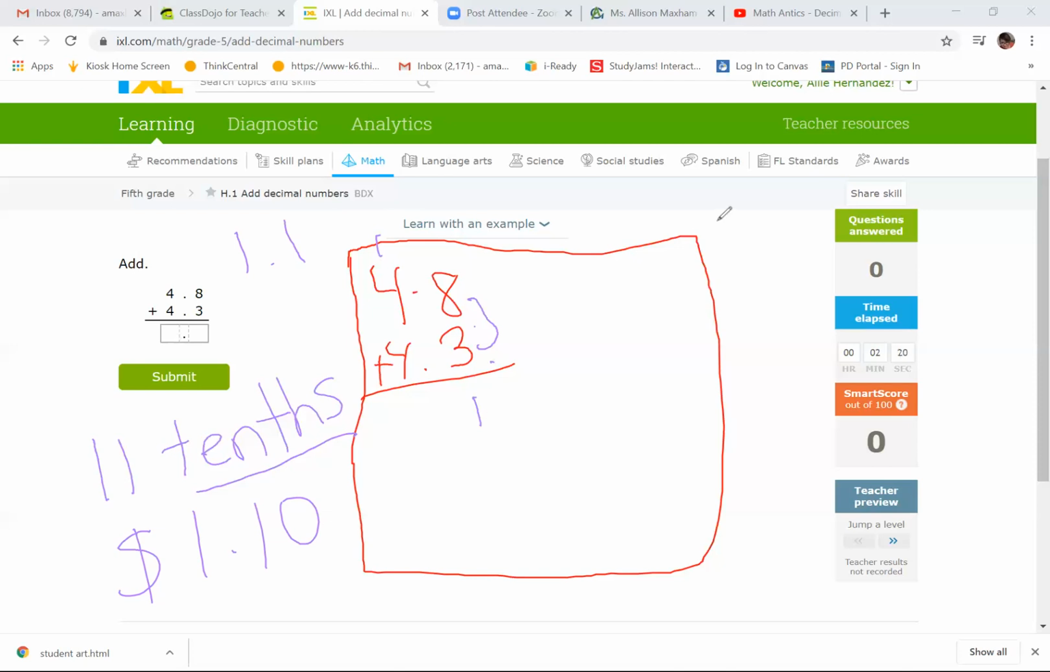So now that I carried it over, I know 4 plus 4 is 8, plus the 1 is 9, right? And now we bring that decimal straight down. We bring that decimal down when we're adding and subtracting. So did you get the right number? Did you get 9 1/10?